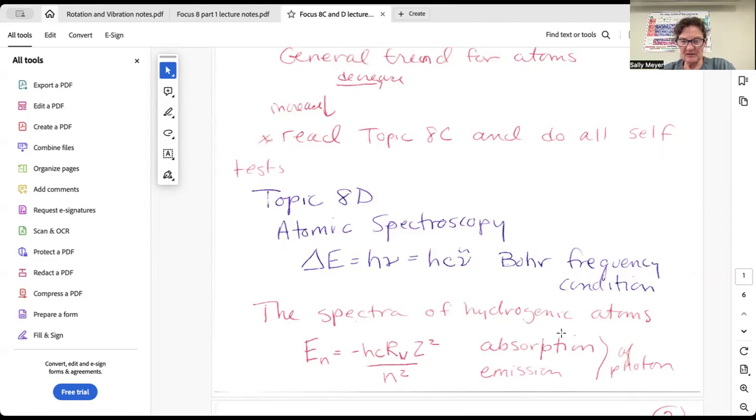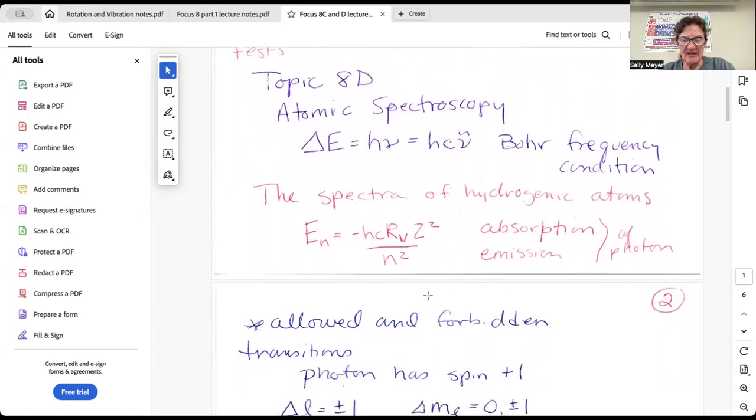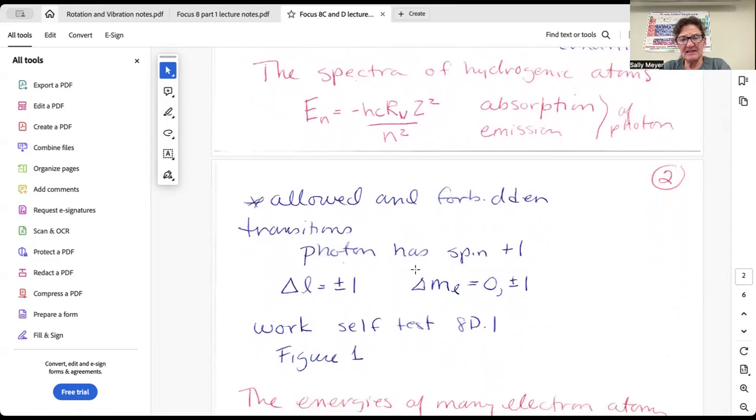So when we think about the spectra of hydrogenic atoms, we know that the energy comes from this equation right here. And you can either absorb energy or emit energy in the form of a photon, depending on if you're adding energy to it or if it's naturally just falling back in an emission spectrum. The thing is, though, that not all transitions are allowed. So you can't go between just any two states. Because a photon has spin 1, that means when you lose or gain a photon, you're losing that much spin. And angular momentum has to be conserved.